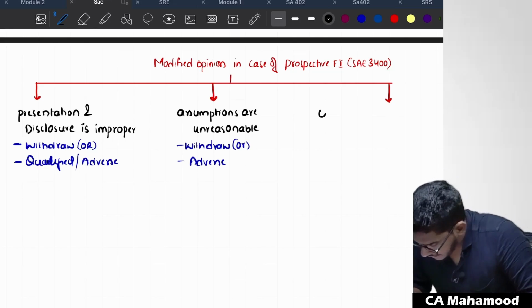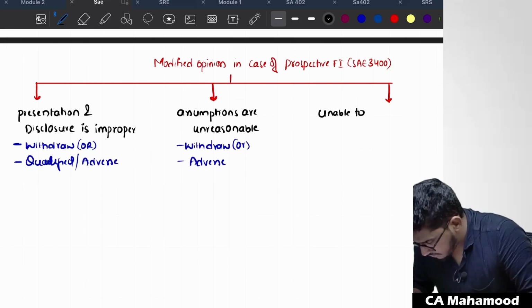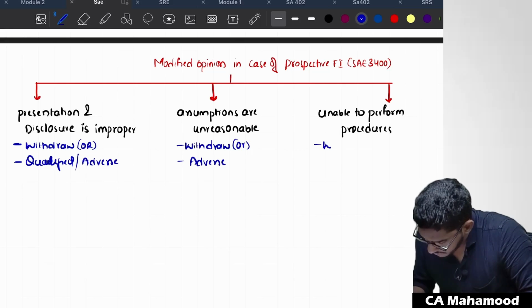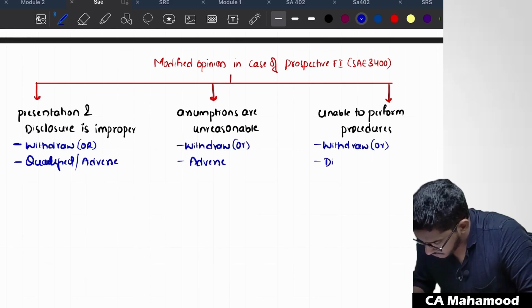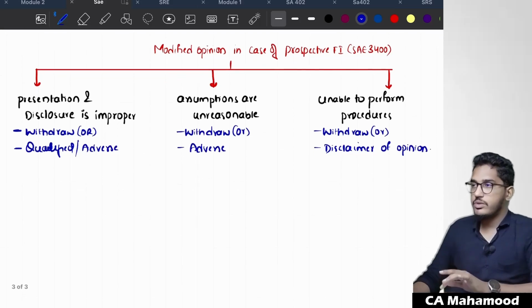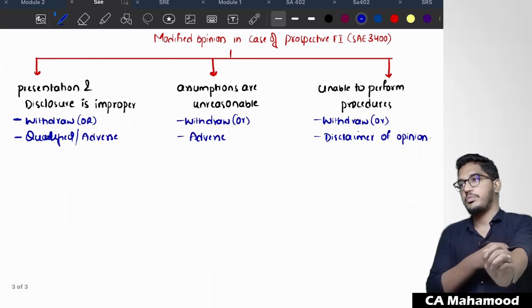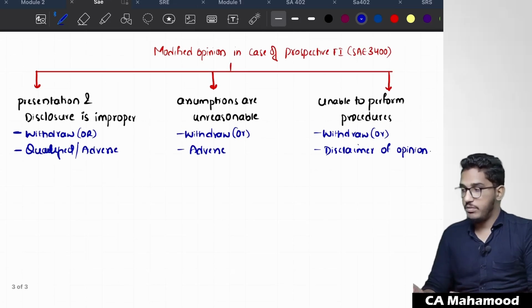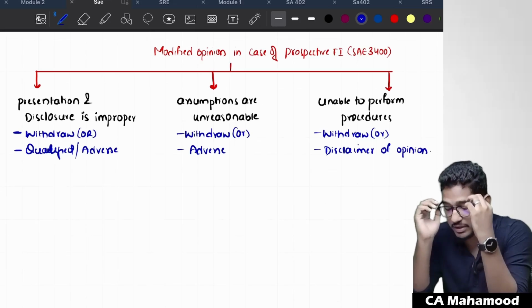In case you are unable to perform procedures, then also the standard is telling you, do one thing: if possible, withdraw. Sometimes withdrawal will not be possible, then you directly give a disclaimer. Here also the qualified option is not there. Here you directly have to give a disclaimer of opinion. So they can play with you when it comes to MCQs regarding this matter. So better you copy this or take a screenshot, whatever you want. But here they can play with you in the MCQs, so better you write it somewhere.